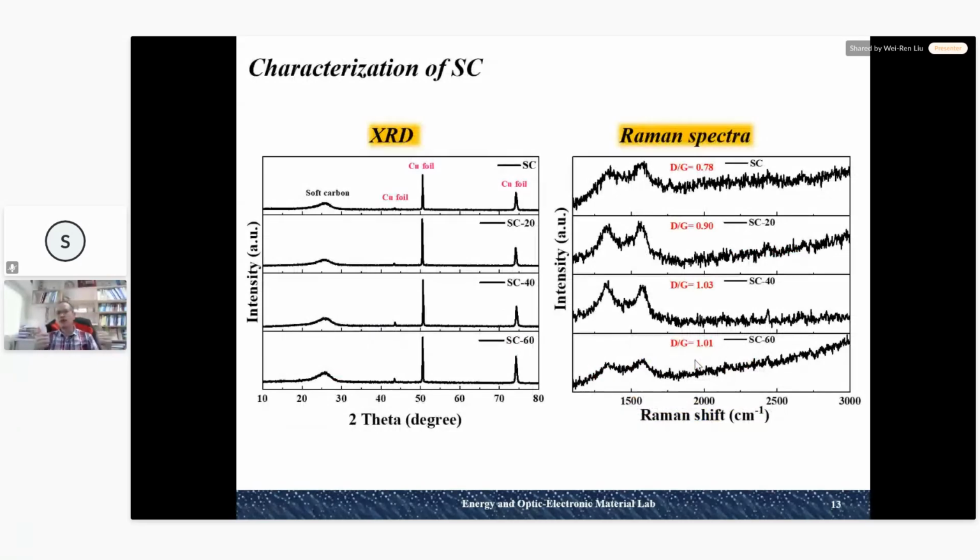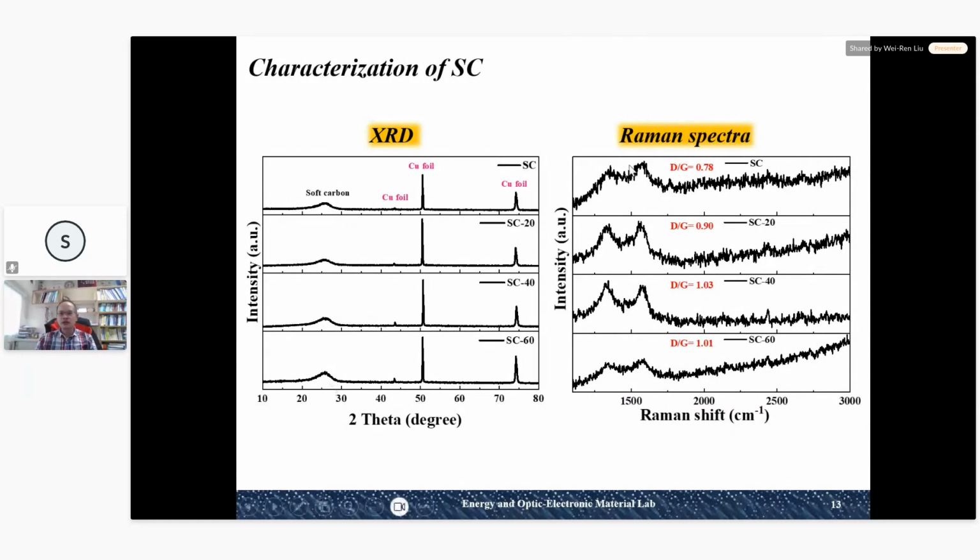So here we use the XRD pattern to see the soft carbon electrode before and after different plasma treatment. So here is the soft carbon, at about 26 degrees, an amorphous structure. So here the 3 peaks are from the copper foil. So as you can see, with different plasma treatment times, the structure is very similar. It means that the plasma is only on the surface, it will not attack the structure. It will not destroy the structure.